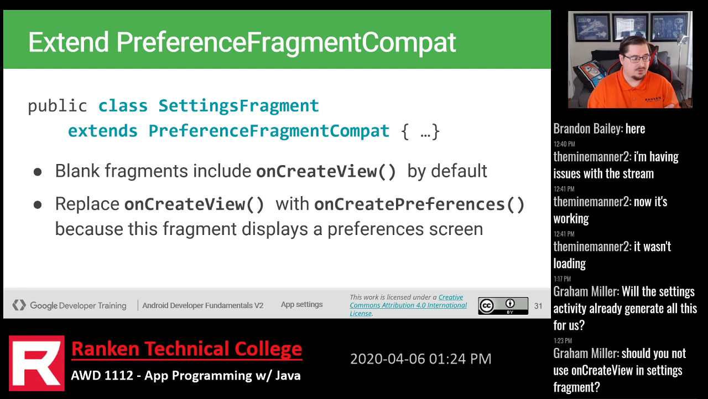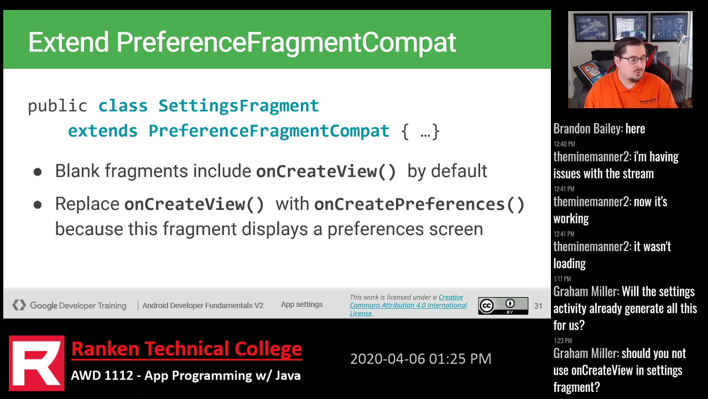Anything we do there is just going to cause issues with the way the preferences need to get set up because it's going to happen at the wrong time. So don't implement onCreateView. Just throw that away when you're dealing with preference fragments. What we're going to implement instead is onCreatePreferences instead of onCreateView.